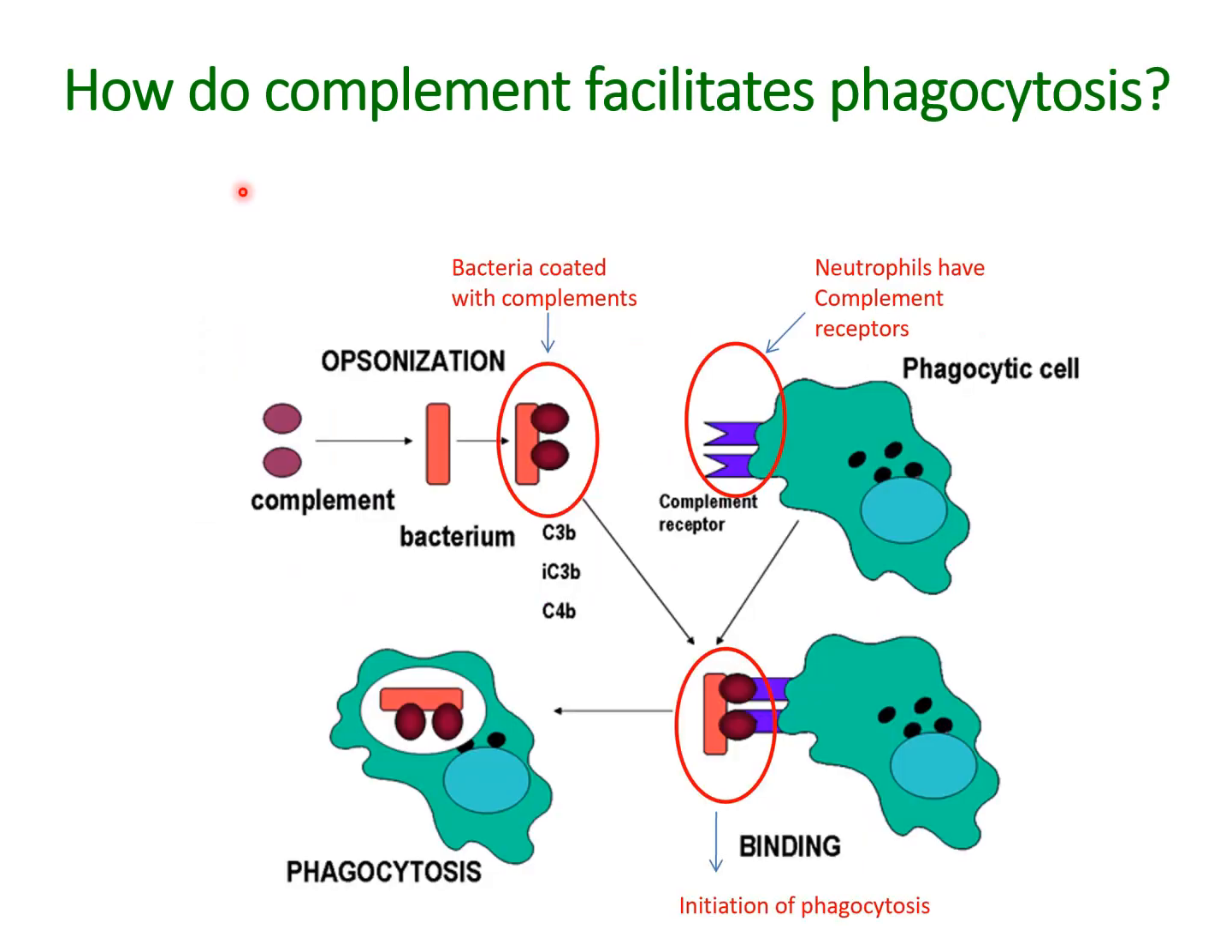How does complement facilitate phagocytosis? Complement is able to facilitate phagocytosis through opsonization. Opsonization is a process in which pathogens are coated with complement proteins so that the coated pathogens can be recognized by the complement receptor on phagocytic cells, making the coated pathogens more readily engulfed by phagocytes.